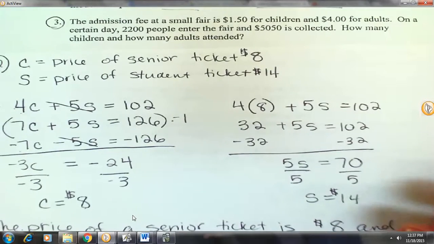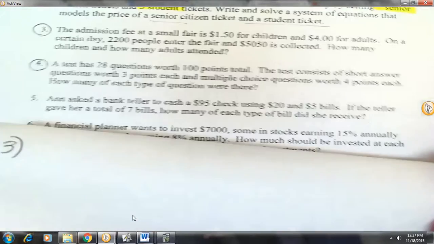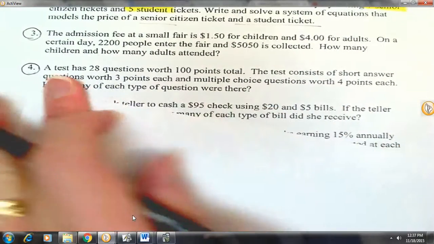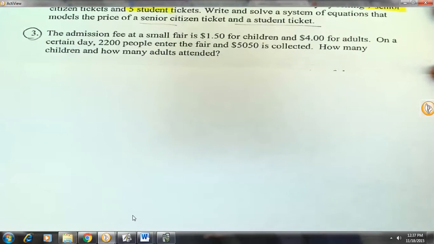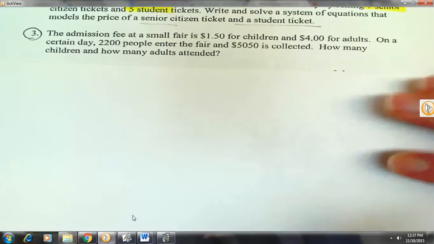So there's a couple of things that we don't know, and usually if you're looking to define your variables, I try to look at the last sentence. It usually gives you some clues as to what your unknowns are. And our situation is telling us to find how many children and how many adults attended. So obviously that's our unknown. That's what we don't know.